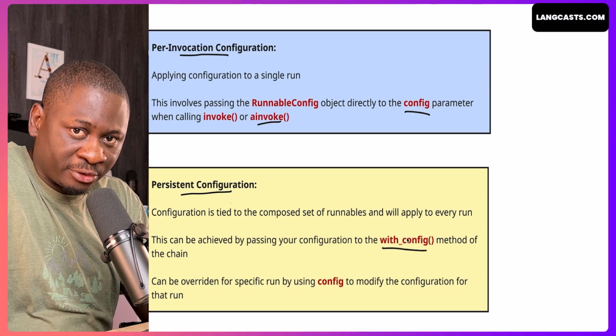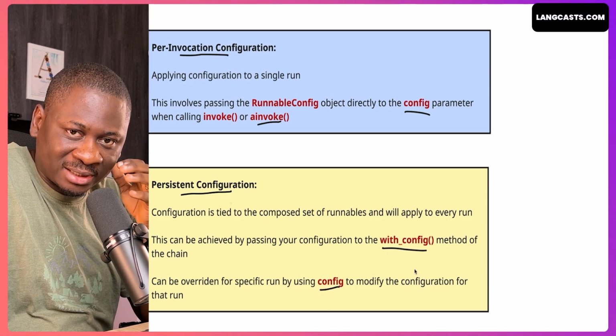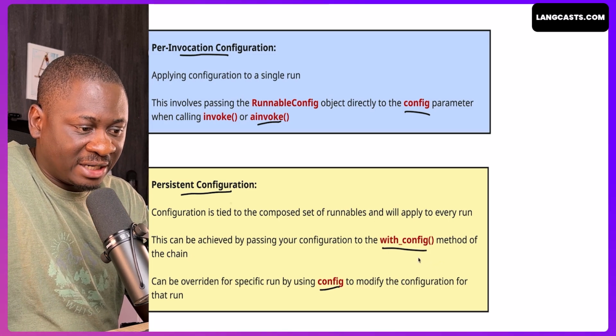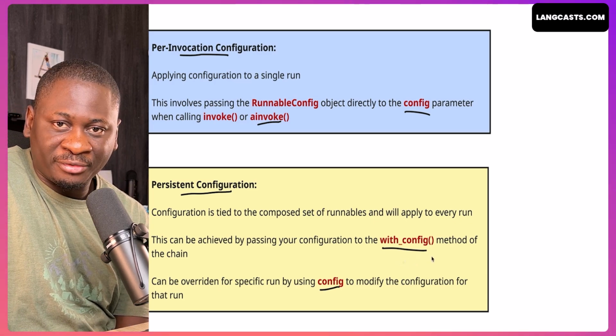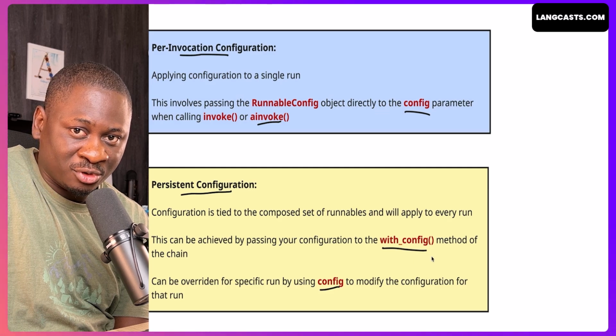Now, you can modify some of those default configurations for a particular run. So you can still use config to modify any one of them that you need to modify, and for that specific run, it is going to be modified. So yeah, that's how to configure runnables. Now let's go into VS Code and start writing out some runnable configurations.